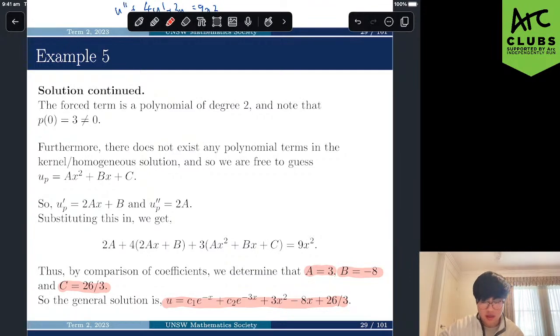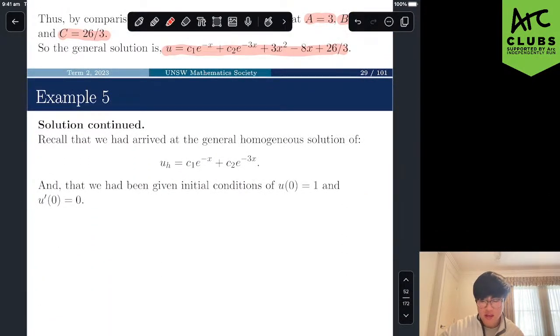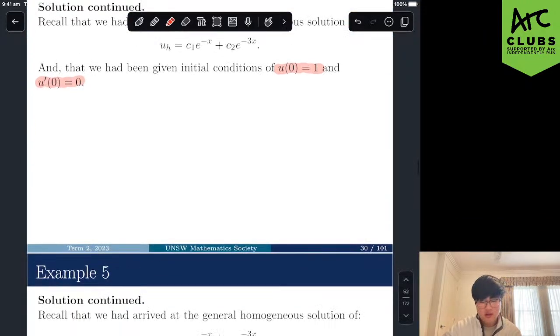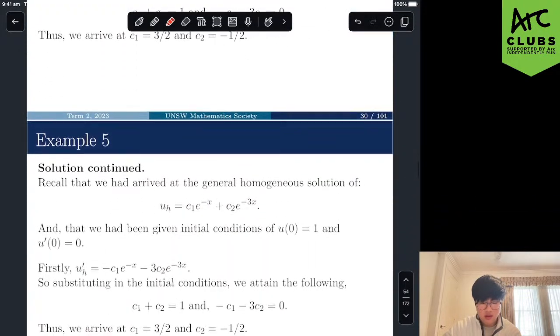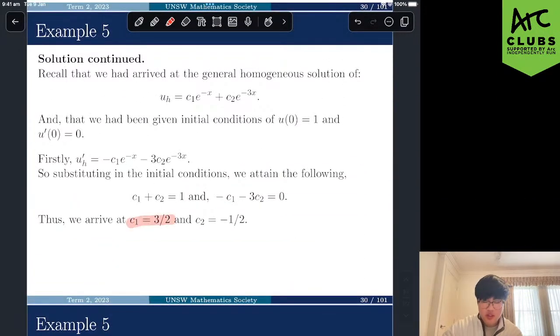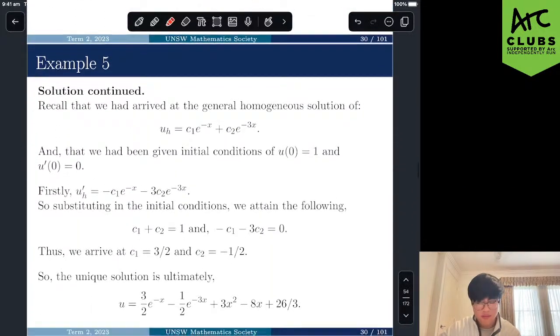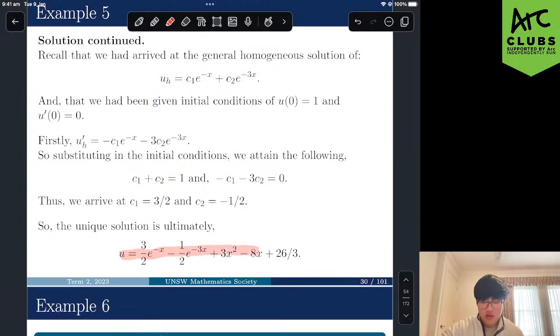Now we just want to sub in for the initial values, the initial conditions being u of 0 equal to 1 and u dash 0 equal to 0. We sub that in to find that C1 is 2, C2 is minus 1 over 2, and then we get this to ultimately be our solution. And where this here is U of H, and this here is UP.